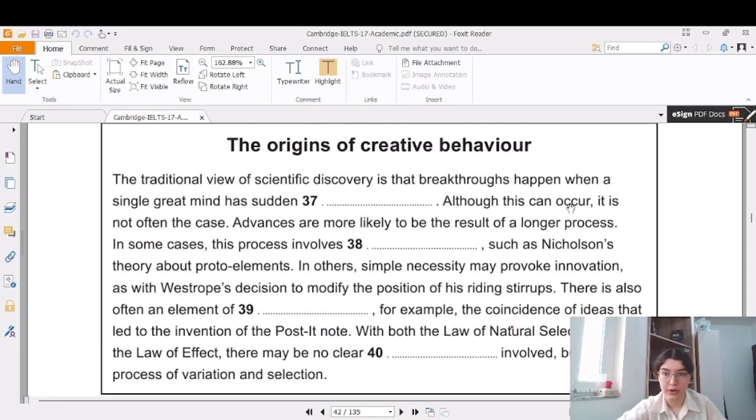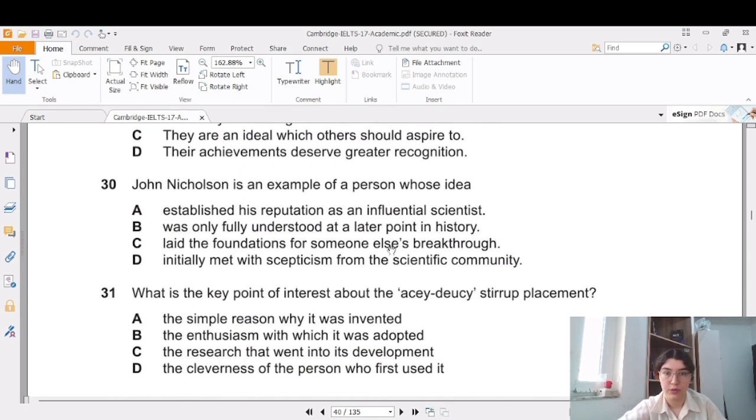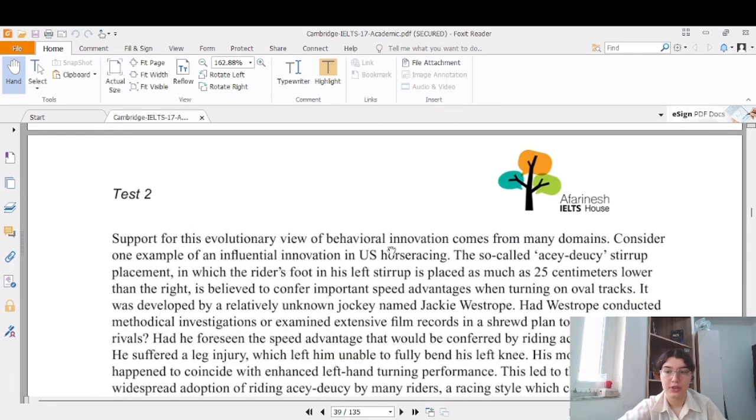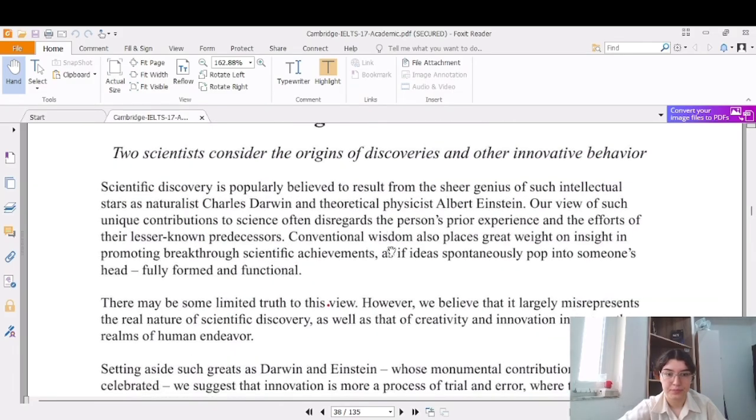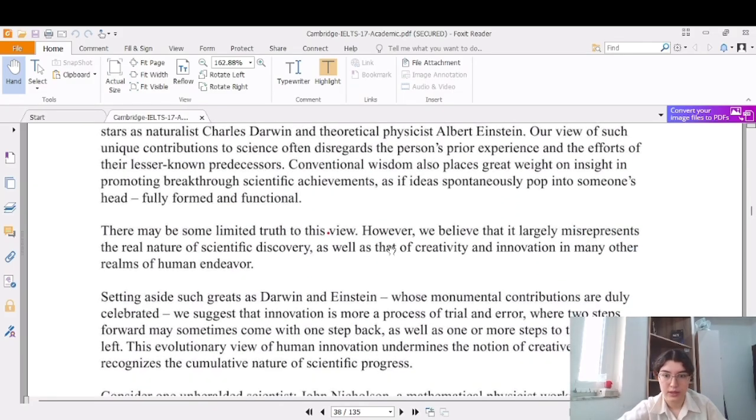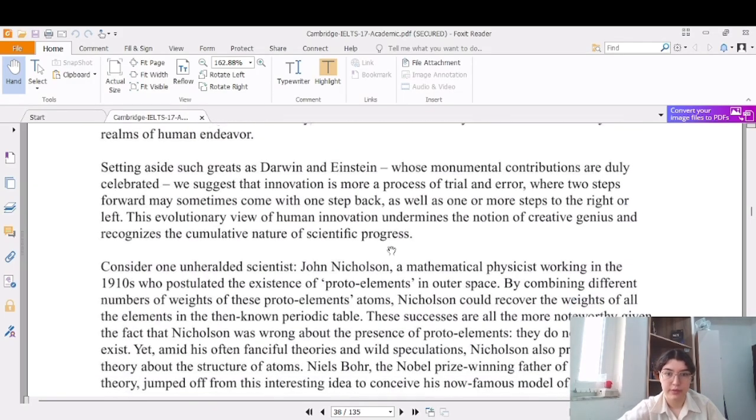Although this can occur, it is not often the case. Advances are more likely to be the result of a longer process. In some cases, the process involves, such as Nicholson's theory about proto-elements. Let's see what the process involves. What did Nicholson's theory involve? Let's see where Nicholson was. Here.